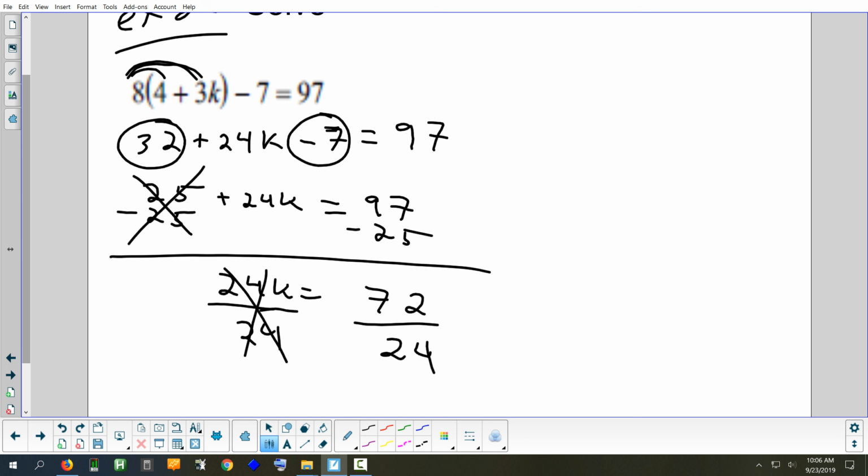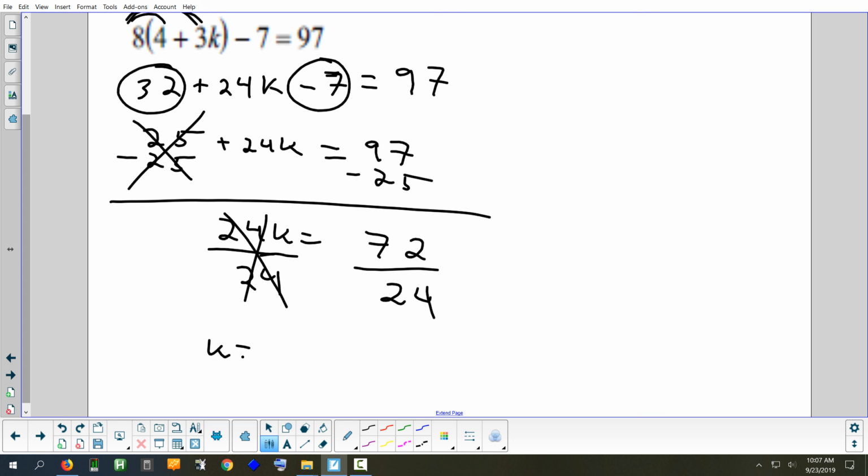24 divided by 24. We cross it out, not because it's 0, but because it's... What's 24 divided by 24? We just got 1. Nice. So now we get k equals 3. Yeah, 3. Right? And that one went in nice.